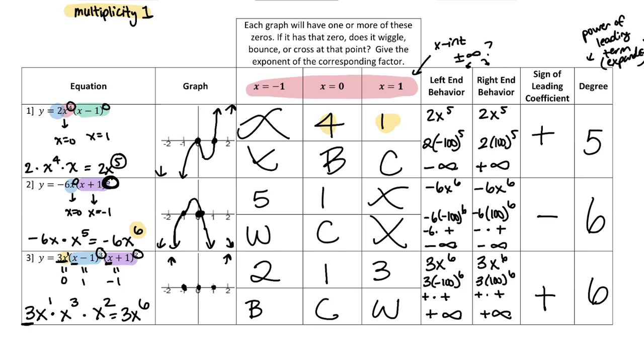At negative 1, I should be bouncing, so I'm going to come down and bounce off. And then as I go through 0, it's going to be a cross. And then as I go through 1, it's going to be a wiggle. So it's going to end up being shaped like a U that then kind of wiggles.